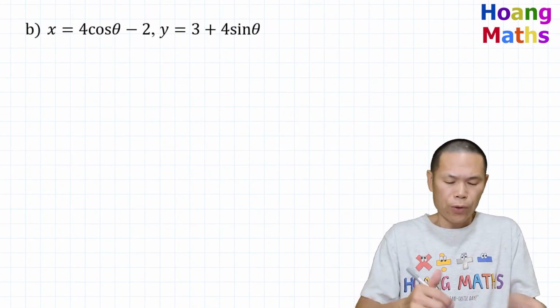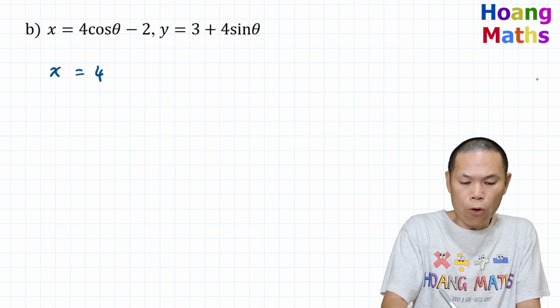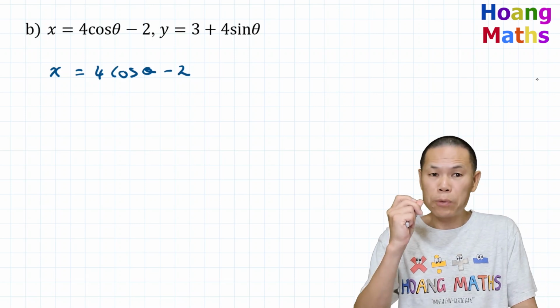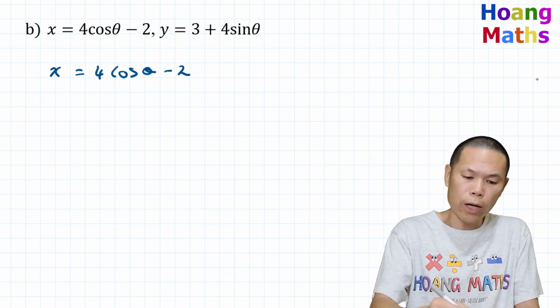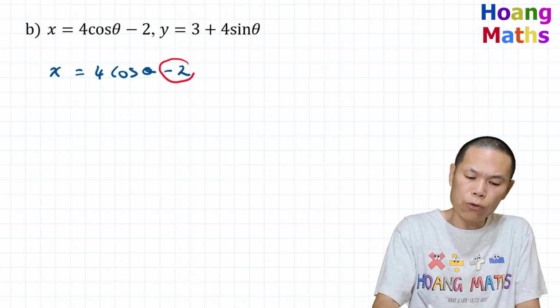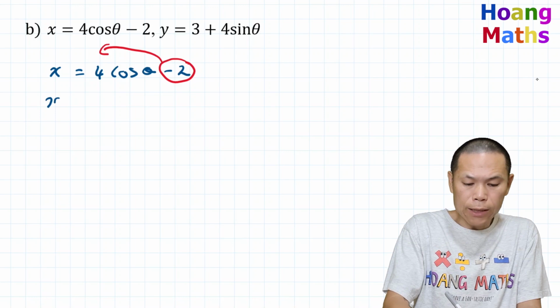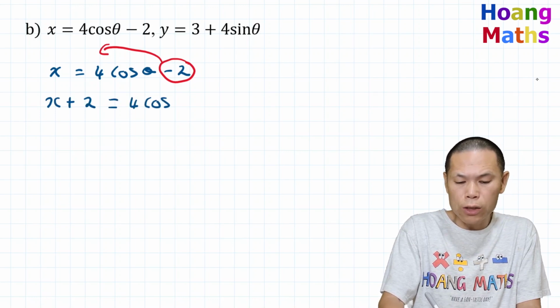For the second one, let me write this down first. x is equal to 4 cos theta minus 2. I'm going to make 4 cos theta the subject, so I move the negative 2 to that side. That will give me x plus 2 is equal to 4 cos theta.